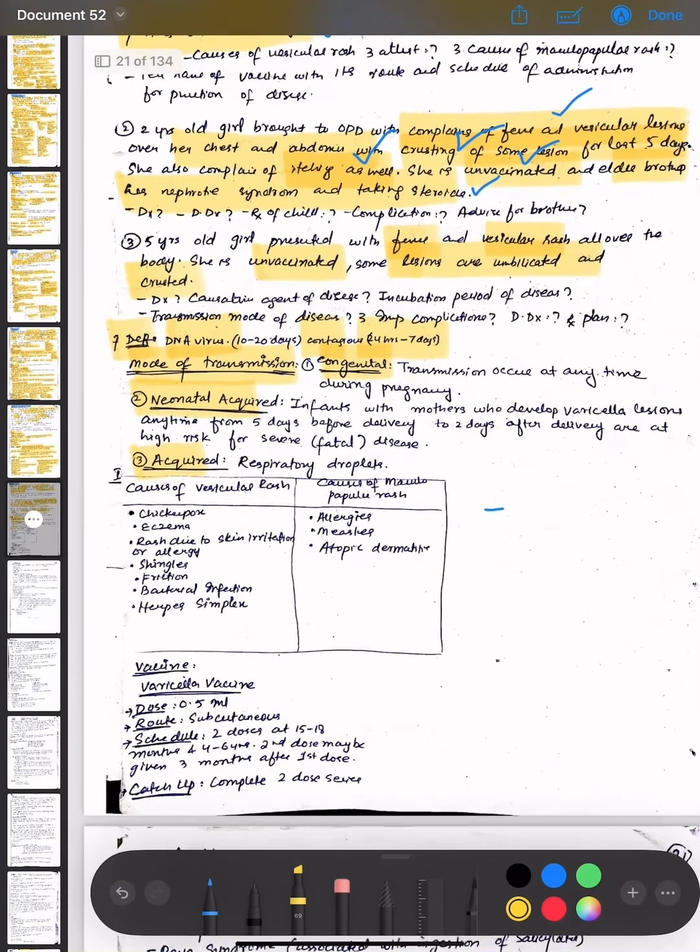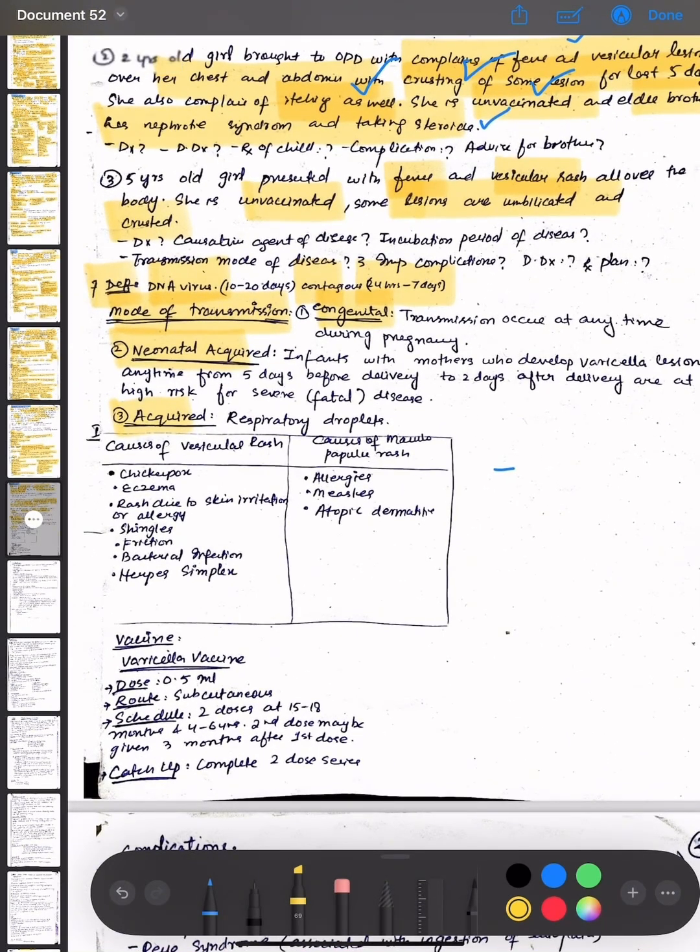Now the causes of vesicular rashes and the causes of maculopapular rashes. The causes of vesicular rashes are chickenpox, eczema, rash due to skin irritation or allergy, shingles, friction, bacterial infection, and herpes simplex. The causes of maculopapular rash are measles, allergies, and atopic dermatitis.